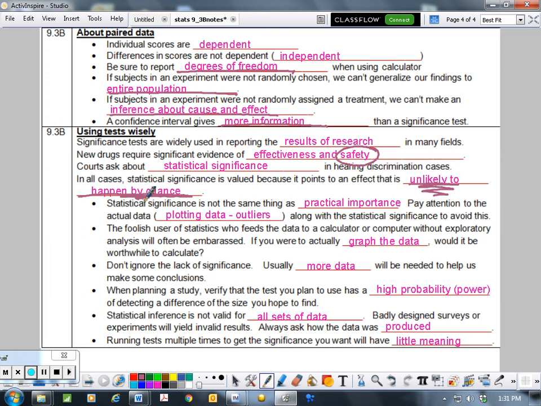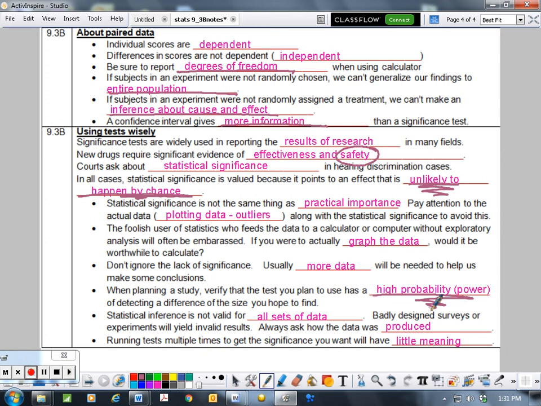When planning a study, verify that the test you plan to use has a high probability, or a high power, of detecting a difference of the size you hope to find. Statistical inference is not valid for all sets of data. Badly designed surveys or experiments will yield invalid results, and you have to start all over. You can't just redo numbers and adjust numbers. As soon as you have a badly designed survey or a badly designed experiment, you have to start all over.